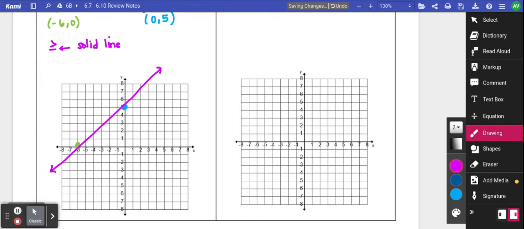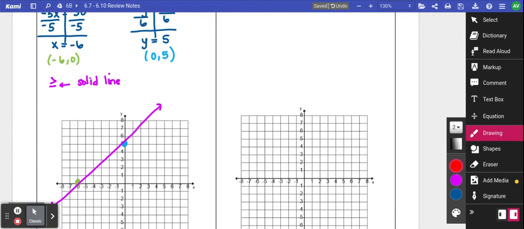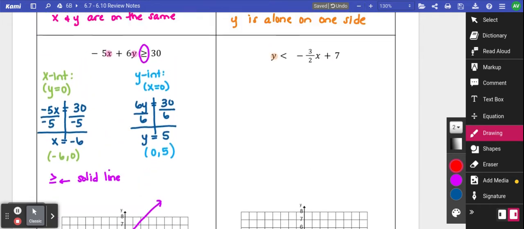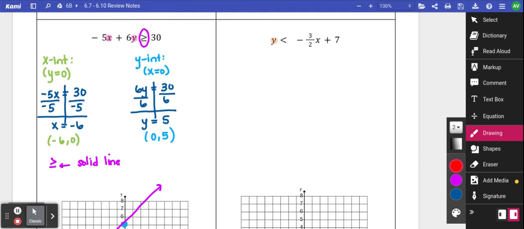Now, we also need to decide where to shade this graph. When our equation is in standard form, we're going to decide where to shade by testing the point (0, 0). We are always going to use (0, 0) because honestly, it's just the easiest one to test. If you put a 0 in instead of x and a 0 in instead of y, the entire left side of this problem becomes 0 because anything times 0 is 0.